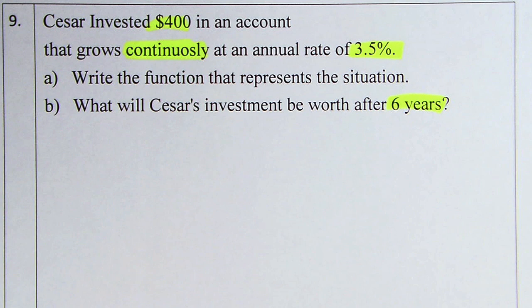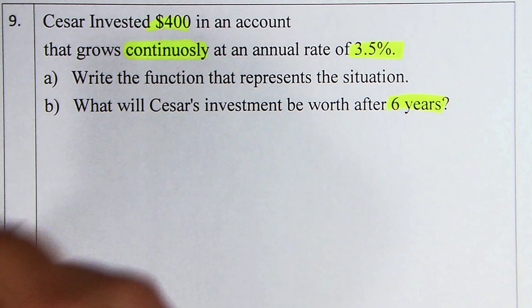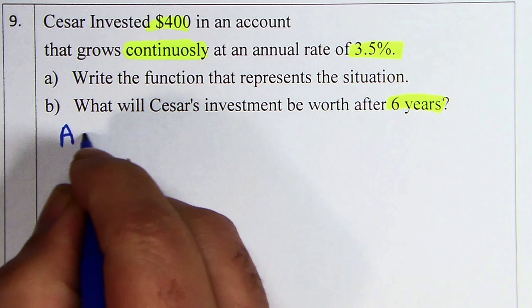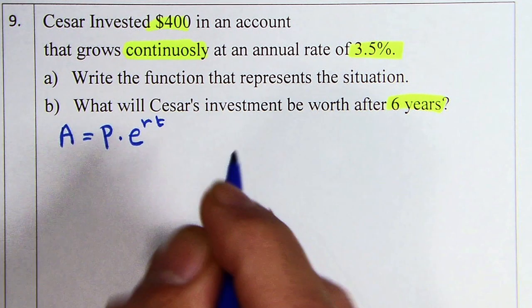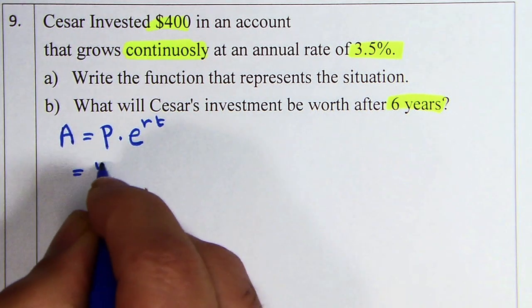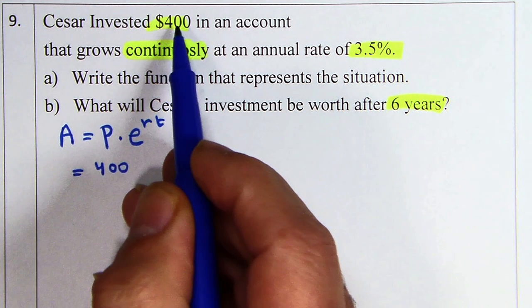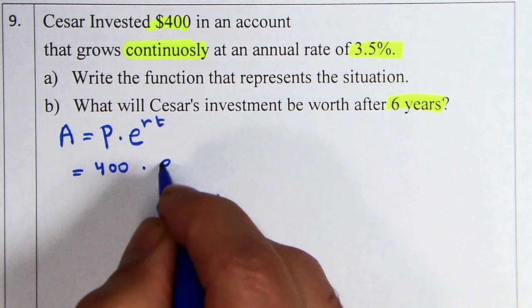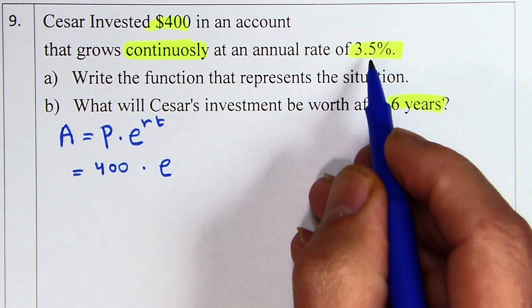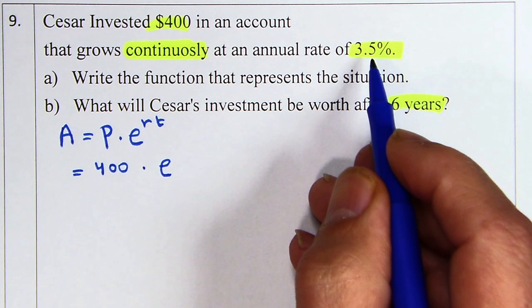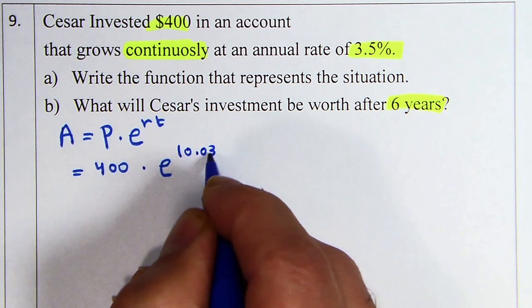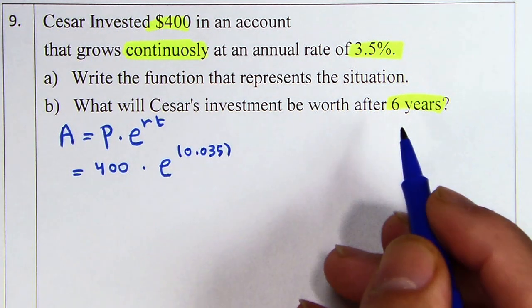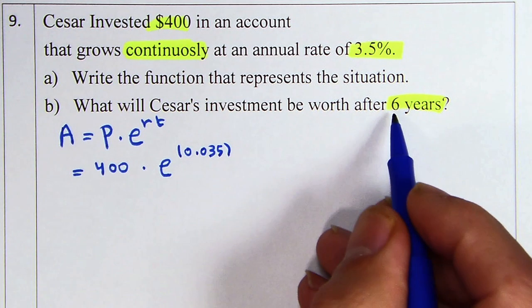For continuous exponential functions, we use the formula A equals P times e to the power rt. This becomes 400, that's the principal, multiplied by e to the power r, 3.5%. As a decimal, it's 0.035 multiplied by t, the number of years, which is 6.